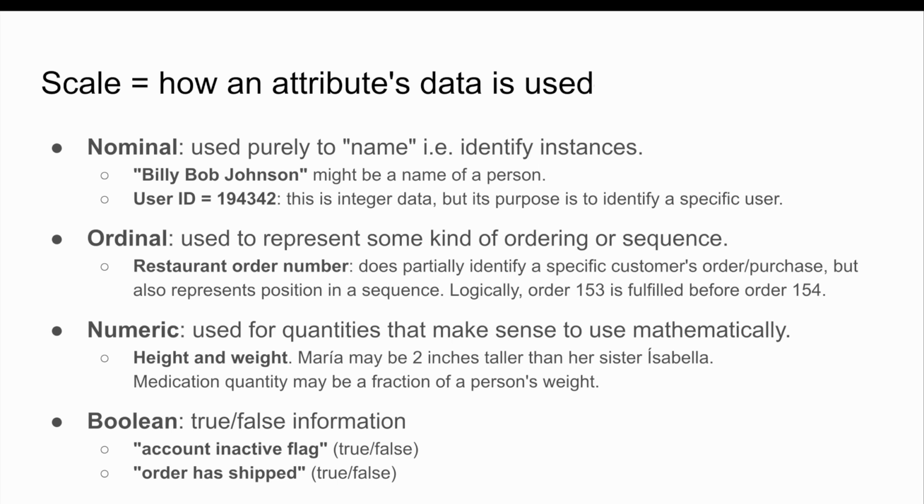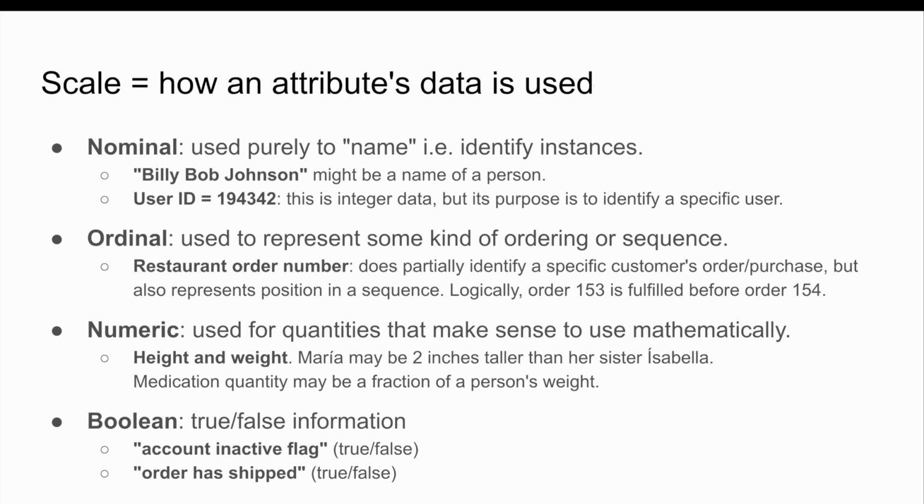Ordinal scale is like that, but different. It's used to represent some kind of ordering of a sequence. So a restaurant order number does partially identify one specific customer's order or purchase, but it also represents a position in a sequence. So logically, we know that order 153 is fulfilled before order 154.